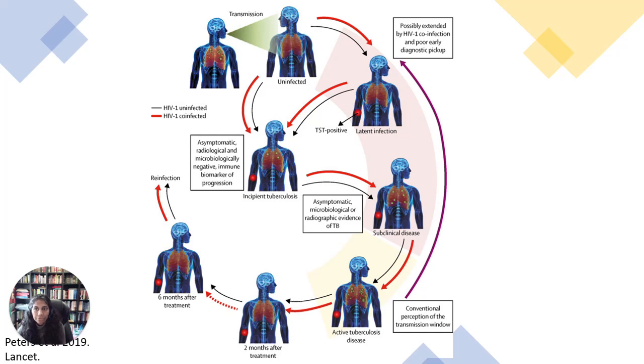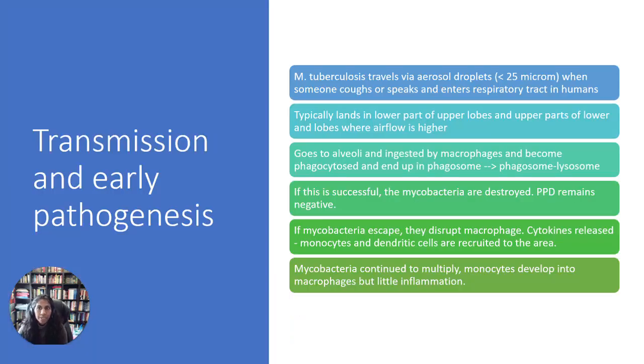You can see transmission here, and then as someone progresses through the stages of TB. In terms of transmission, Mycobacterium tuberculosis travels via aerosol droplets, which are under 25 micrometers. These are released when someone coughs or speaks. Then they enter the respiratory tract in the human host. They typically land in the lower part of the upper lobes and the upper part of the lower lobes where the airflow is higher. They go to the alveoli and are initially ingested by macrophages.